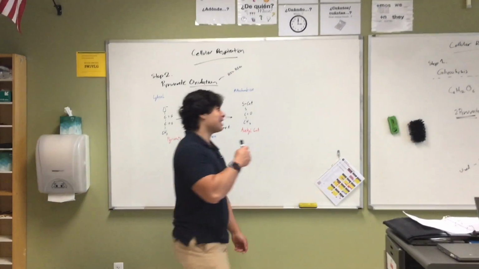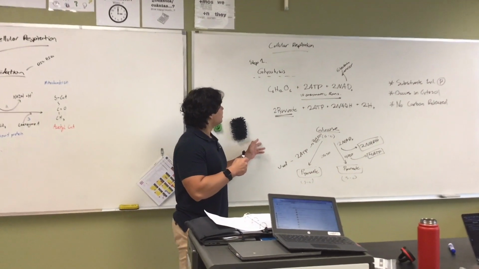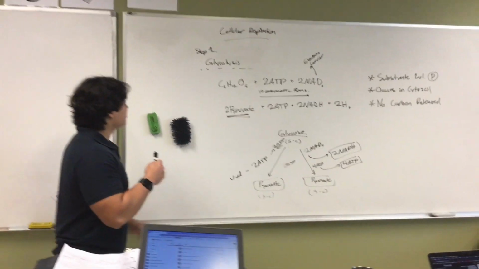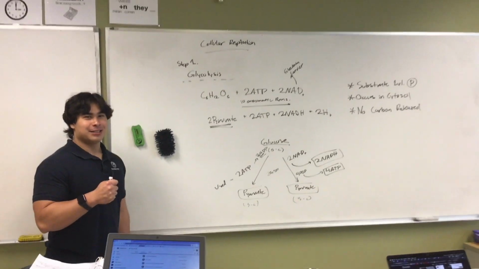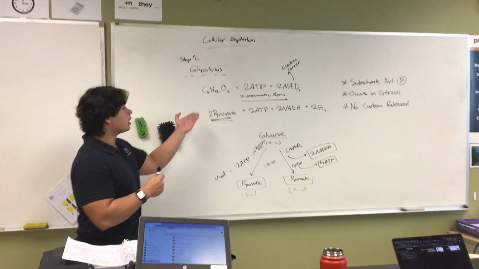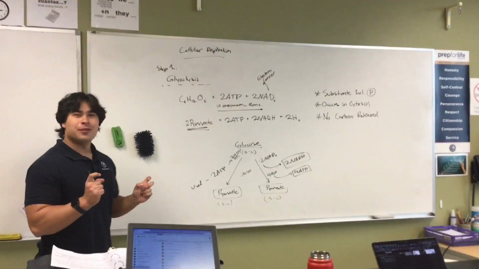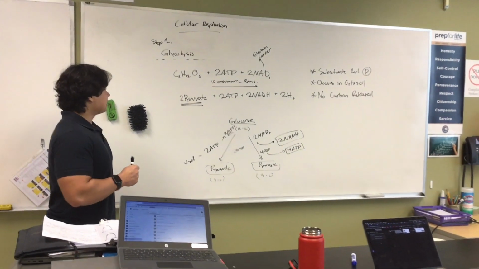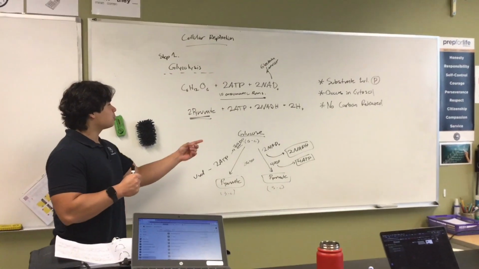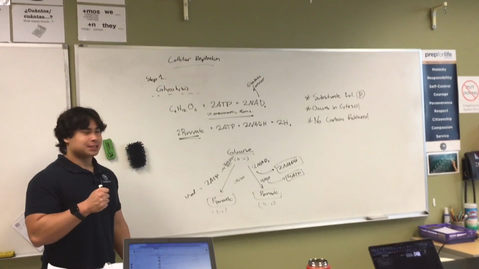Alright, so the first thing we're talking about on this YouTube channel is cellular respiration. The first step in cellular respiration is glycolysis. It takes this glucose molecule, which is this guy here, and basically breaks it into 2 pyruvate. It happens at a substrate level, it occurs in the cytosol, and no carbon is released.